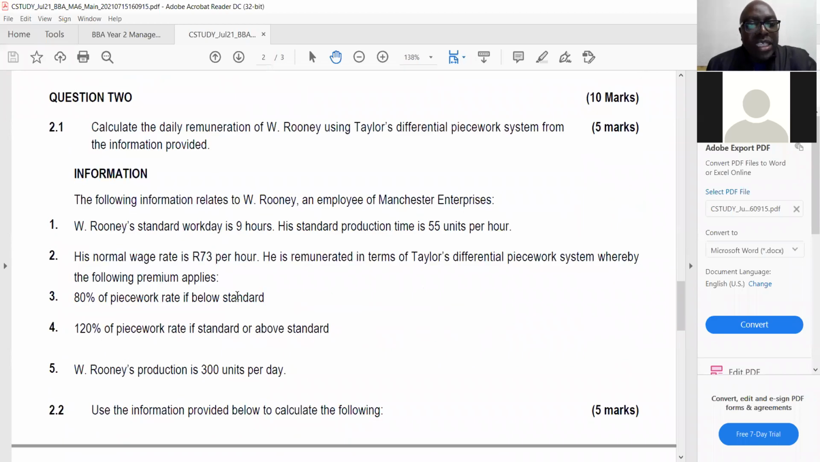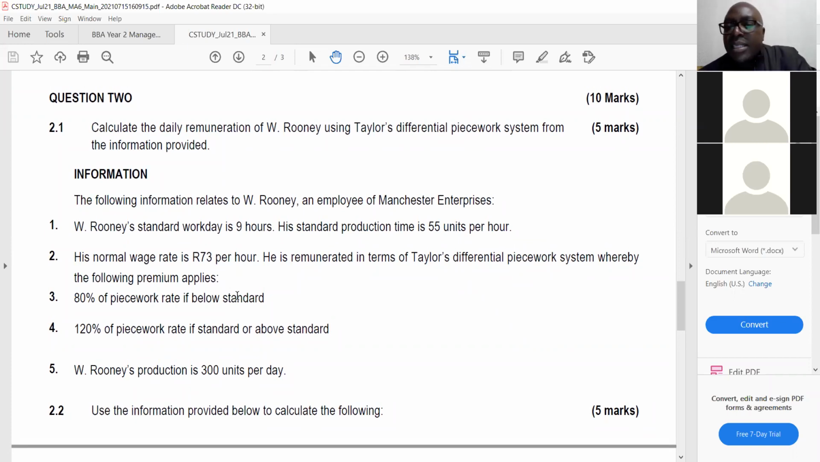Today we've got another question. This question is in two parts. The first question is on labor, then the second question is on inventory.